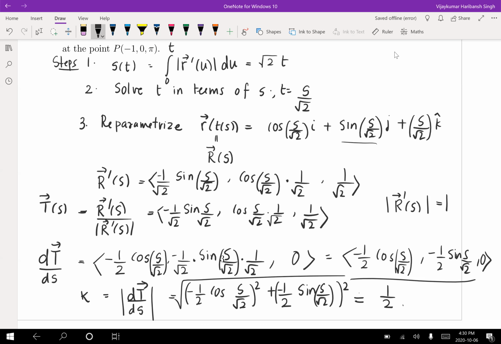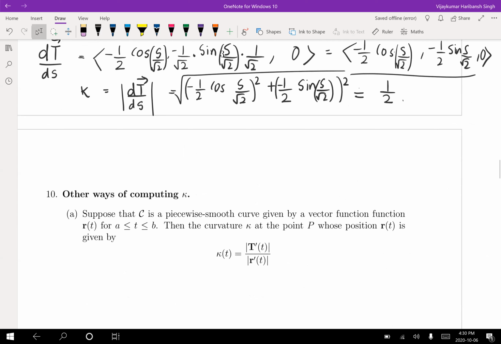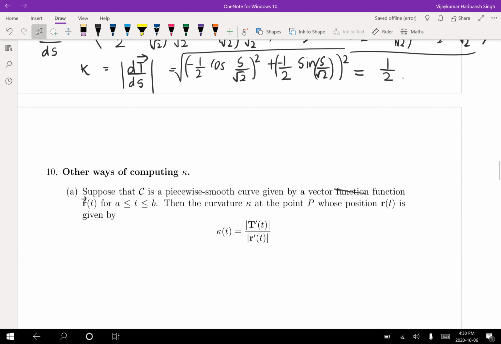So now instead of going through this reparameterization, we could have done it in a slightly different way. If C is a piecewise smooth curve given by the vector function r of t, where t changes from a to b, then the curvature kappa at point P is given by kappa of t, which is T prime divided by r prime t. Now, how do we look at that? We have kappa equals dT by ds.